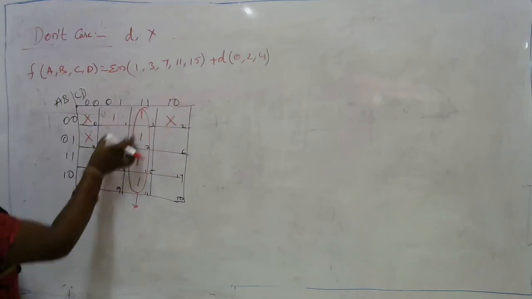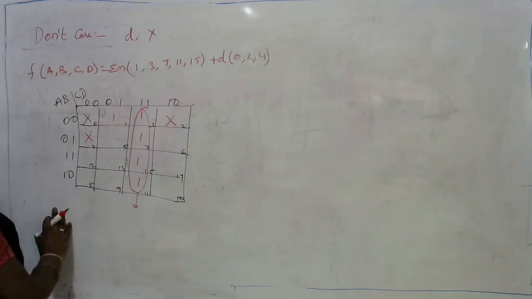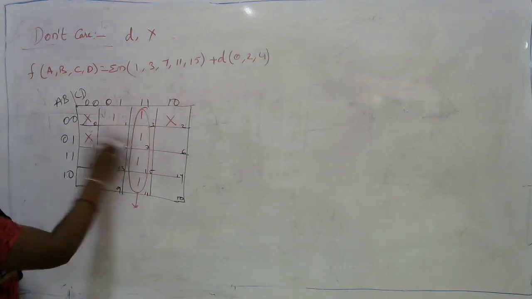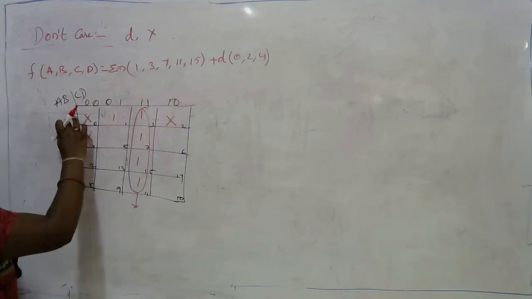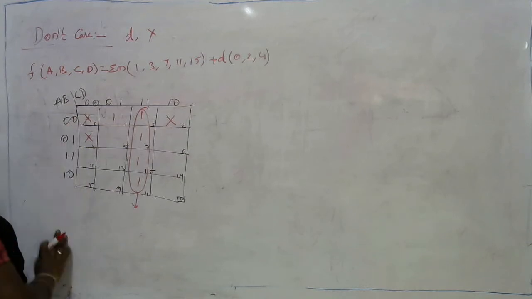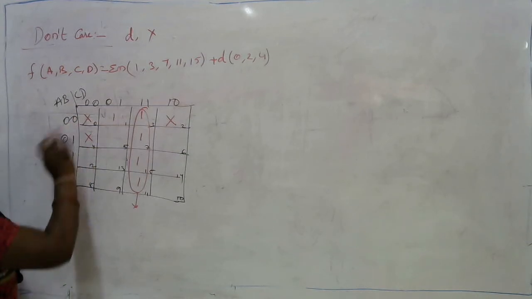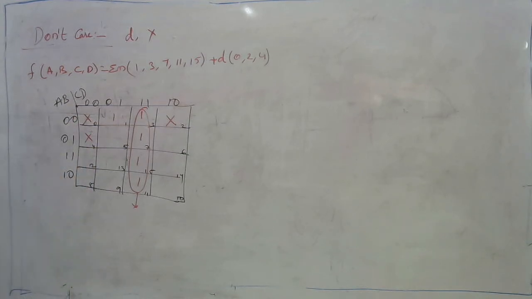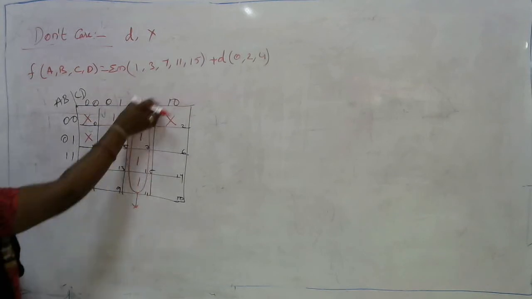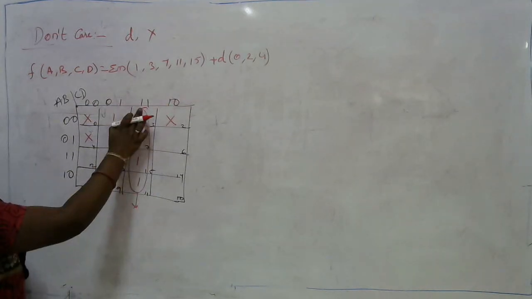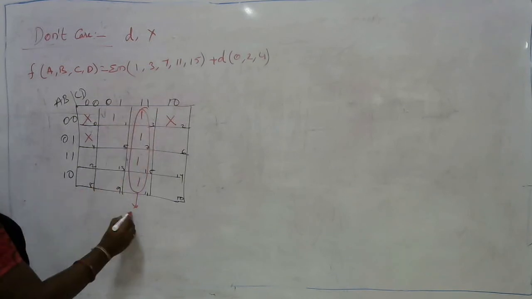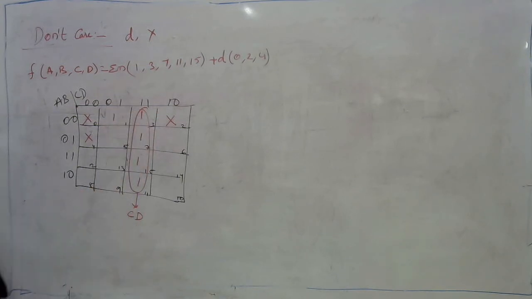Whenever I am writing a simplified expression for the quad, as all these ones are present in four different rows, two zeros and two ones are cancelled out under A, and 0, 1, 1, 0 will be cancelled out under B. So as all the ones are present in all four rows, the complete row variables A and B will be cancelled out. We are left with only the column, as it is present in a single column, which is 1 1. As I am writing the expression in SOP form, the corresponding term is CD.